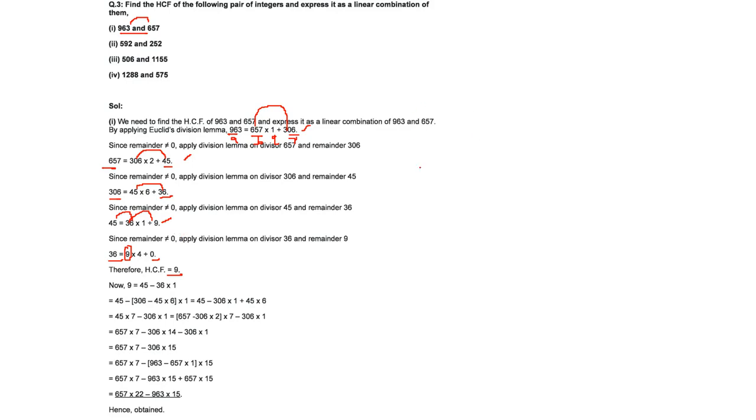You just see how I backtrack. All these steps I have to backtrack like this till I reach this point. How to do this? See, the HCF is 9. So how do I write 9? 9 is equal to, see, how has this 9 come? 9 has come from 45 minus 36, right?